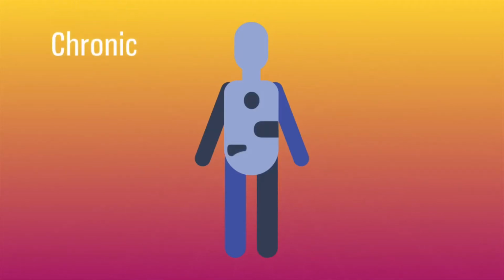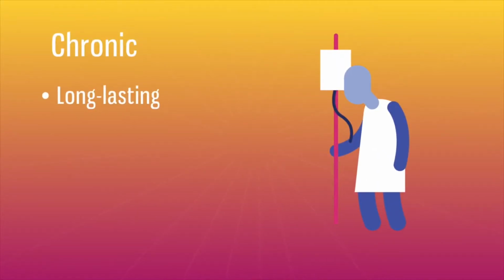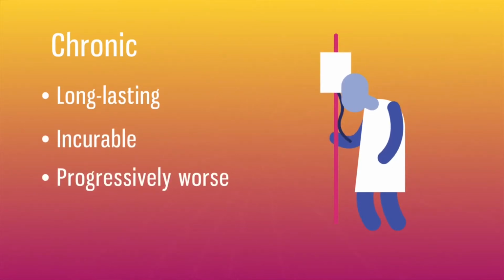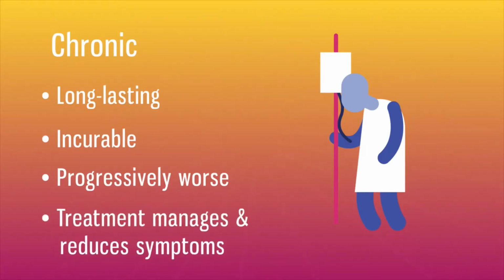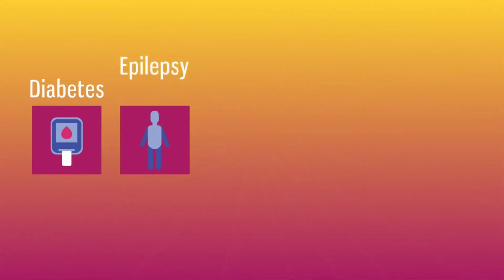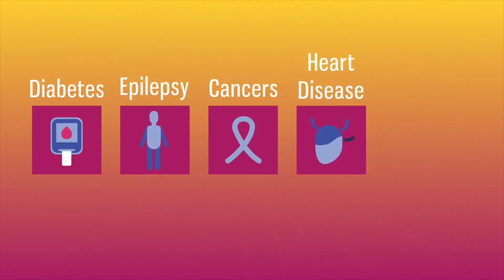Diseases can be chronic or acute. Chronic diseases are long-lasting, often incurable. They get progressively worse over time. Medical treatment focuses on managing the disease to slow it down and reduce symptoms. Examples of chronic diseases include diabetes, epilepsy, most cancers, heart disease, and arthritis.